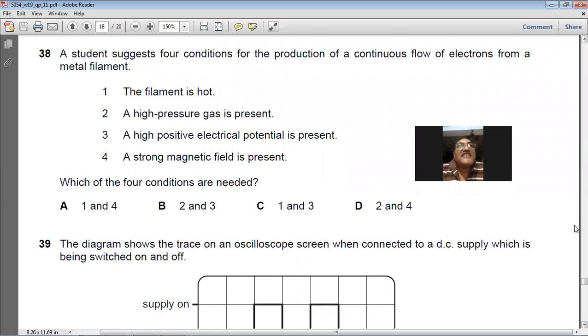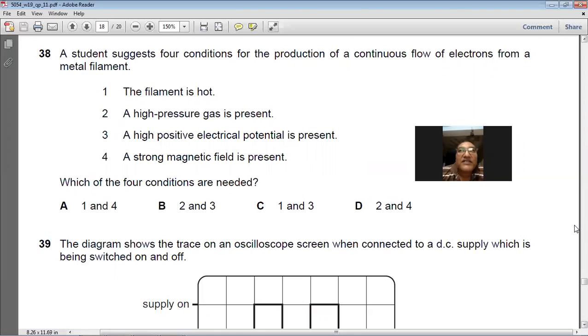A student suggests 4 conditions for the production of a continuous flow of electrons from a metal filament. For the continuous flow of electrons, the metal should be hot, there should be low gas pressure inside, and there should be an anode which is at very high voltage. A filament is hot. Yes, this is the requirement. High pressure gas is present. No. A high positive electrical potential is present. Yes, 1 and 3 are correct.